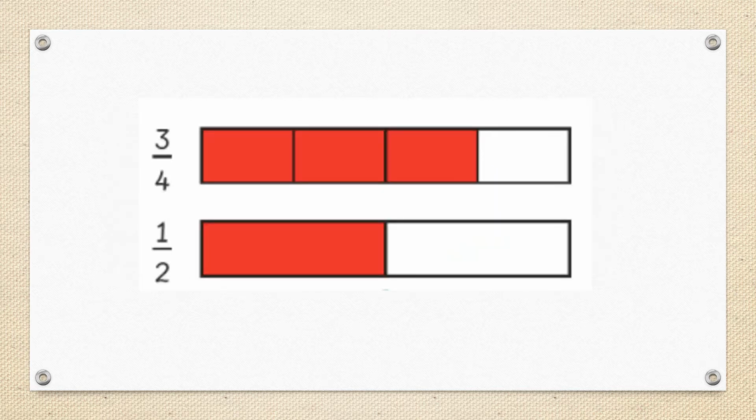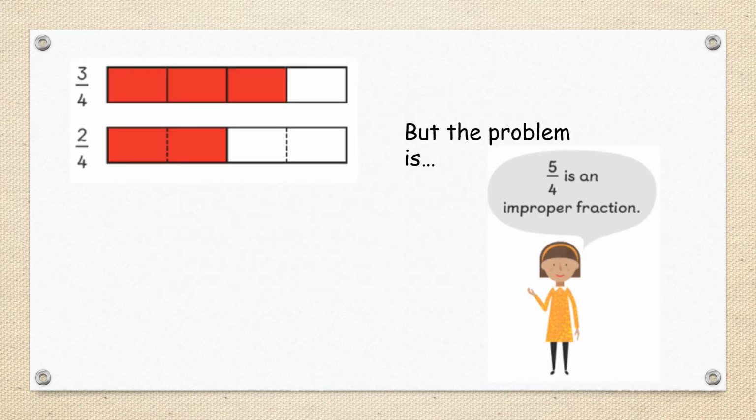To help us complete this task, I've used this bar model. As you can see, these two fractions are 3/4 and 1/2. Now how can we change this to make it a little bit easier? What I have done is converted the fractions so that they both have the same denominator, and as we know, 1/2 is the same as 2/4. But the problem is, when we add these two together, we have a number greater than 1, and the fraction would be 5/4, and this is what we call an improper fraction.